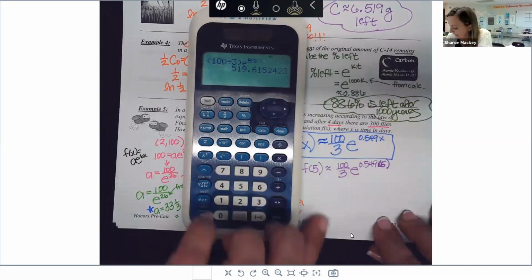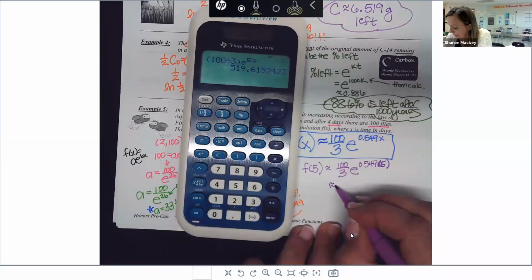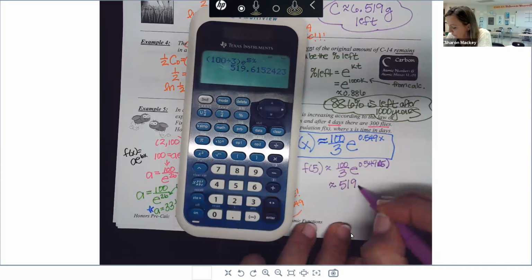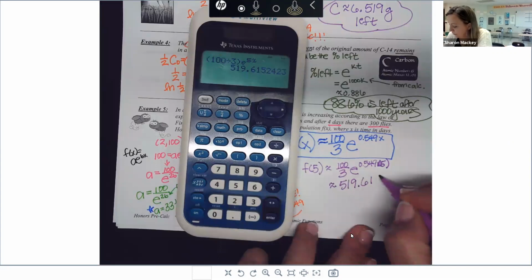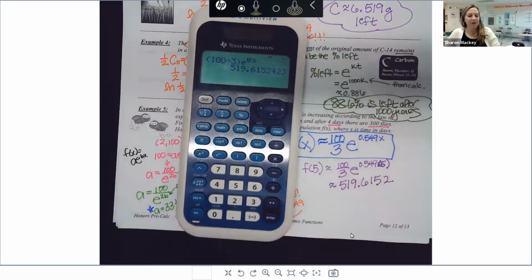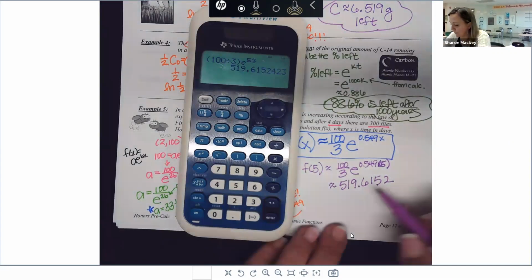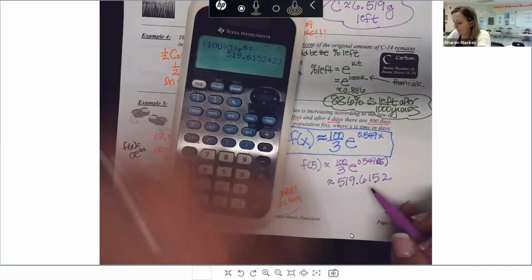And again, what I end up getting is about 519.615. Okay. And so in this case, it wants to know how many, like what is the population?